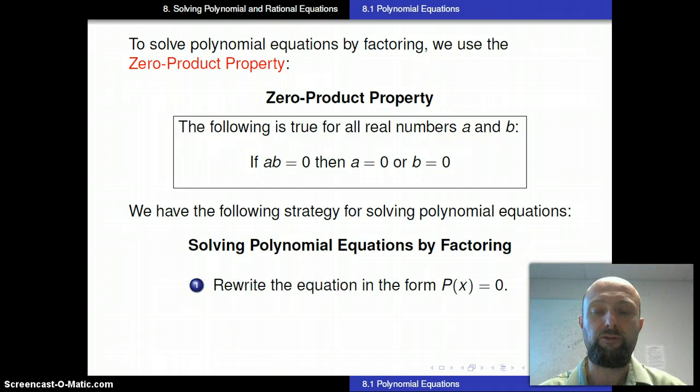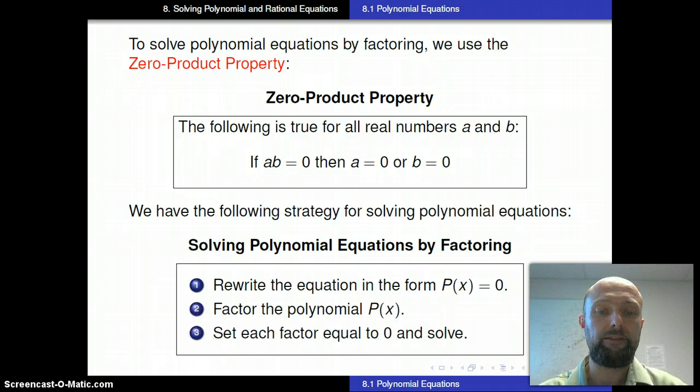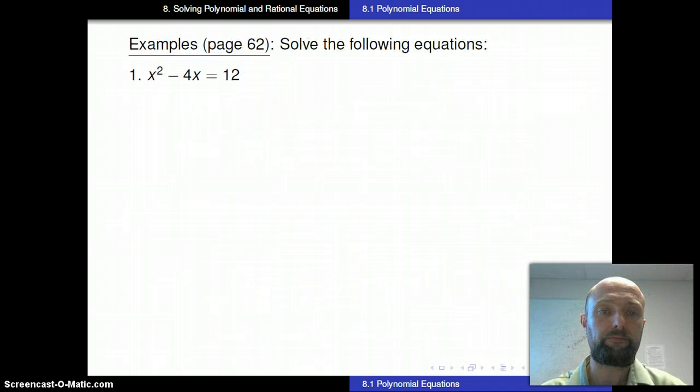Rewrite the equation in the form p of x is equal to 0, so move all terms to one side to get a 0 on the other side. Factor the polynomial p of x, and set each factor equal to 0 and solve. Let's illustrate this with the examples on page 62.